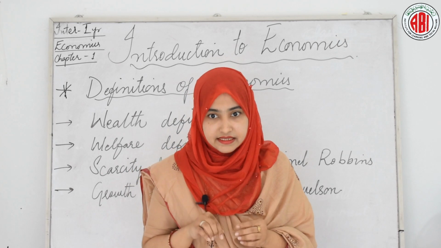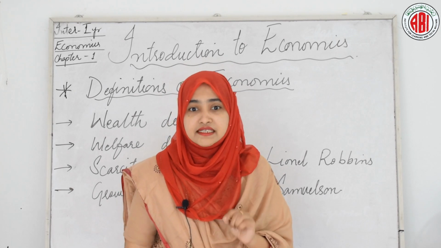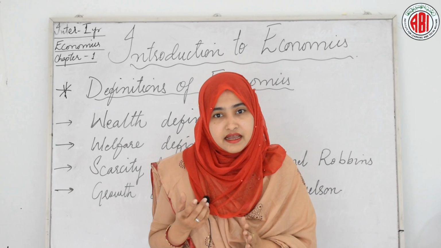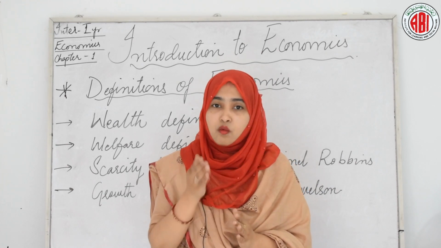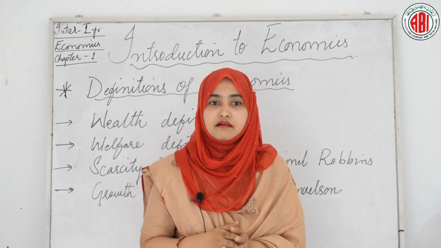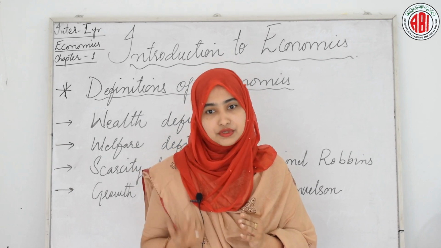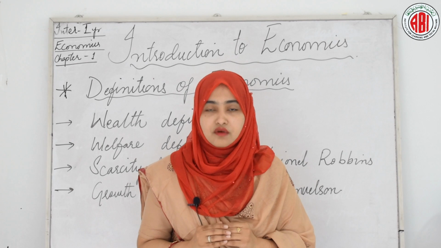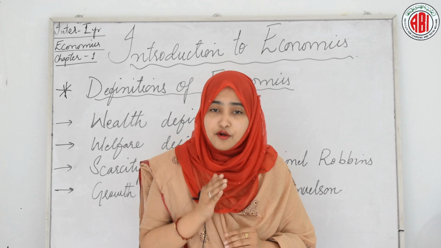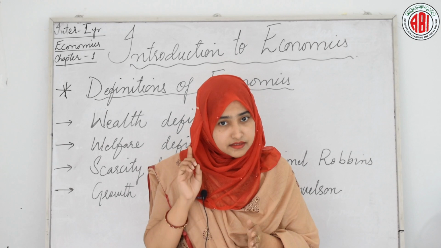Robbins, in his essay on the nature and significance of economic science, finds fault with the welfare definition of economics. What are the faults and mistakes? According to Robbins, we will see. Economics is a human science rather than a social science. The fundamental laws of economics apply to all human beings, so economics should be treated as a human science and not as a social science.